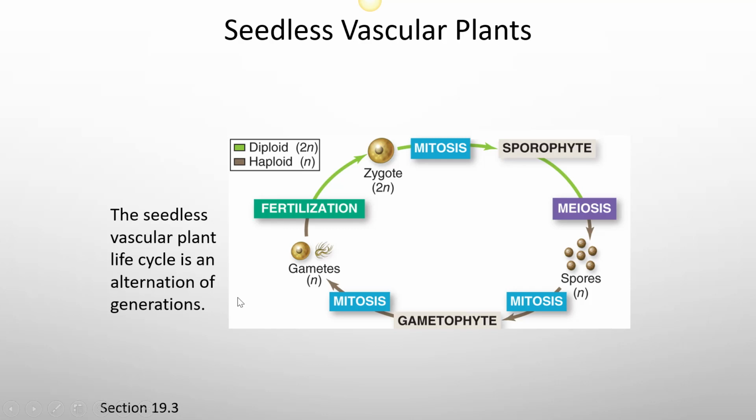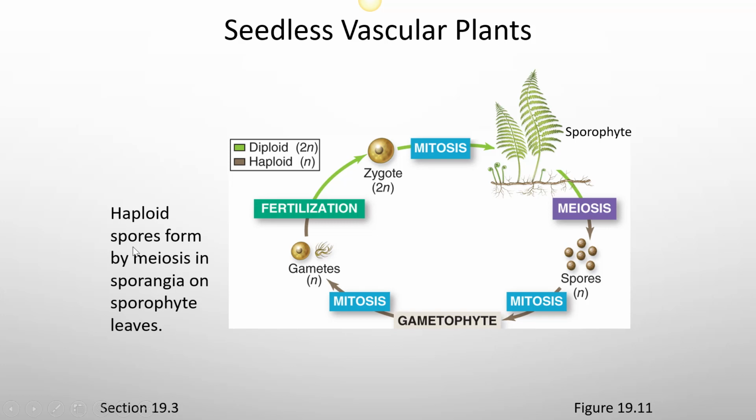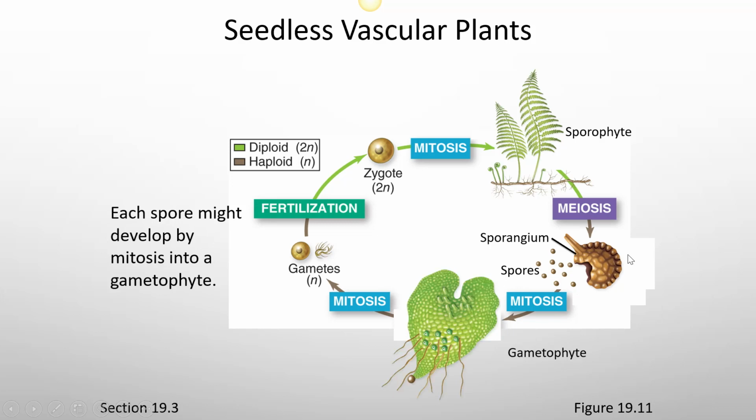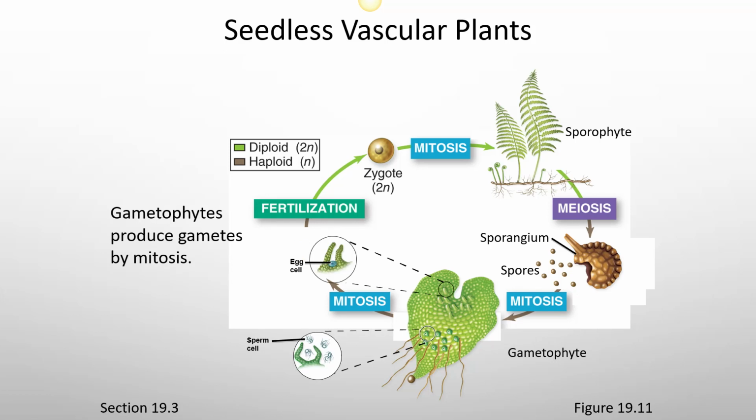The seedless vascular plant life cycle is an alternation of generations. Haploid spores form by meiosis in sporangia on sporophyte leaves. So the spores are released from the sporangia. Each spore might develop by mitosis into a gametophyte. Gametophytes produce gametes by mitosis. So here's the egg cell, and then here's the sperm cell.